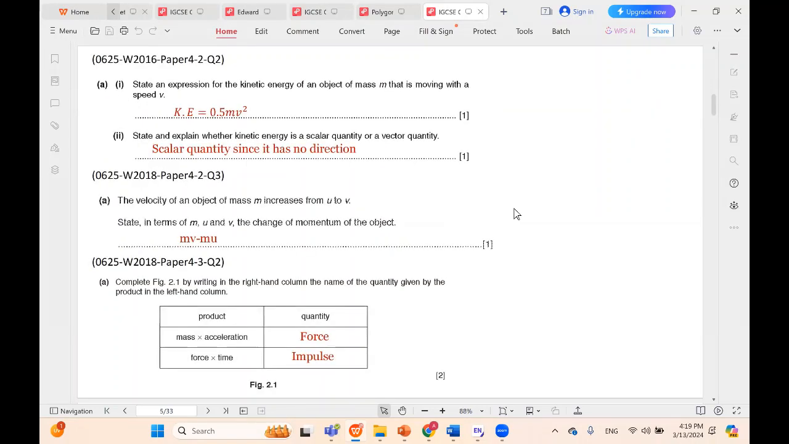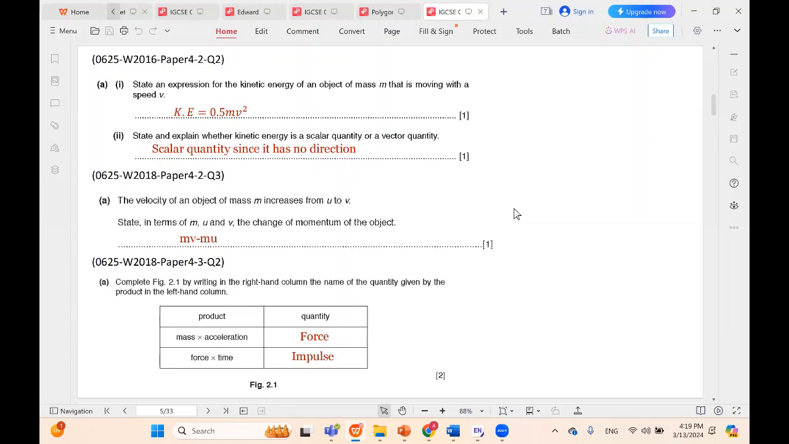State an expression for the kinetic energy of an object of mass m that is moving with a speed v. So you should know that the kinetic energy of an object is half mv squared. State and explain whether kinetic energy is a scalar quantity or a vector quantity. Kinetic energy is a scalar quantity since it has no direction.